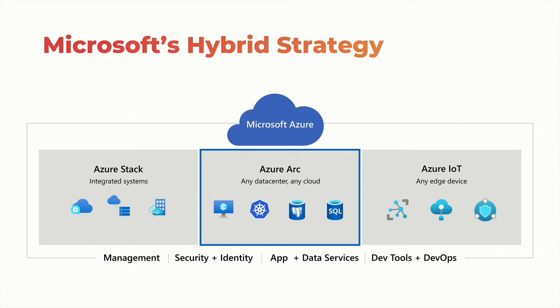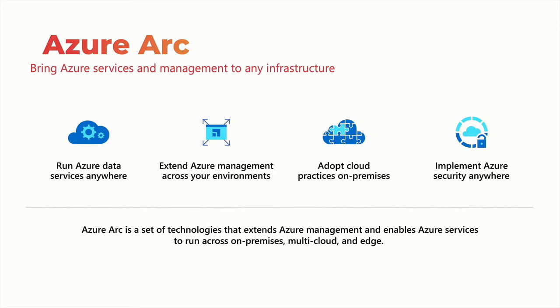So let's take a closer look at Azure Arc. Now, there are four things that are delivered by Arc. So Arc is essentially a set of technologies that extends Azure's management and operations capability to on-prem, multi-cloud, and even edge. And it delivers four key benefits. The first one, you can run data services anywhere. This is going to bring data sovereignty and data locality by running SQL workloads in environment of your choice, keeping data close to compute. The other benefit is extending Azure management across the environments.